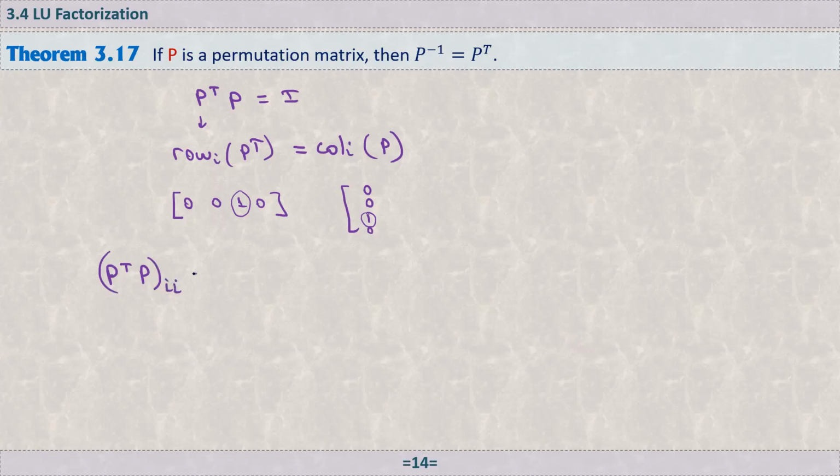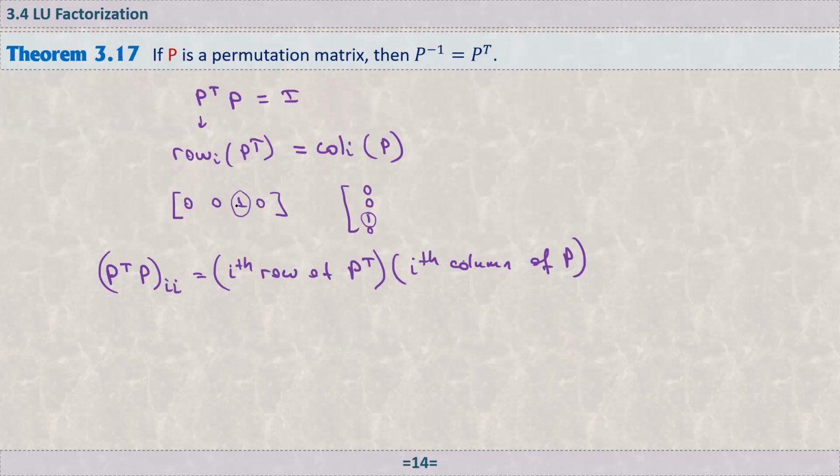What is the ith entry? Because I have to show that it's equal to 1 and the other entries are equal to 0. What is it? It is just the ith row of P^T, times the ith column of P, right? This is how we evaluate the product of two matrices. We need to multiply the ith row of P^T by the ith column of P, right?